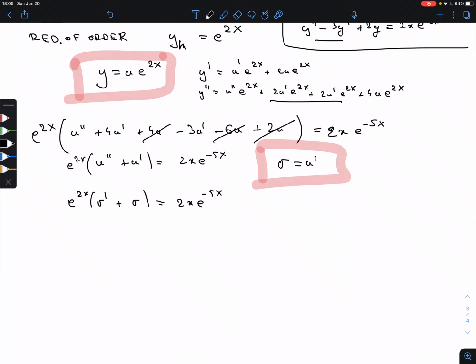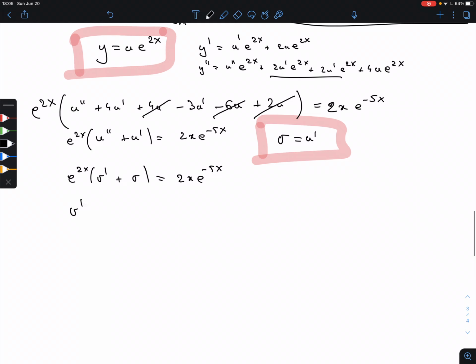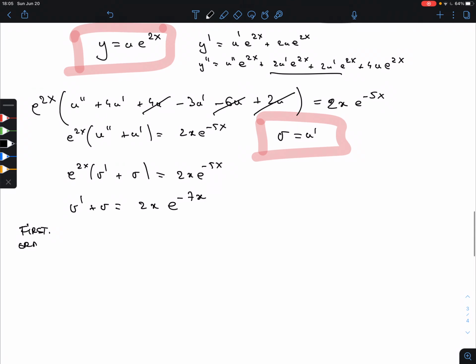First order linear equation. Okay, professor, I think we should divide by e^(2x) on both sides. Okay, so we get v prime plus v is equal to 2x e^(-7x). You see where the minus 7 comes from? Because the e^(2x) on the other side becomes e^(-2x), and then you add the exponents, it is minus 7x. Okay, first order, very good. First order, constant coefficient, but that doesn't matter much in first order.